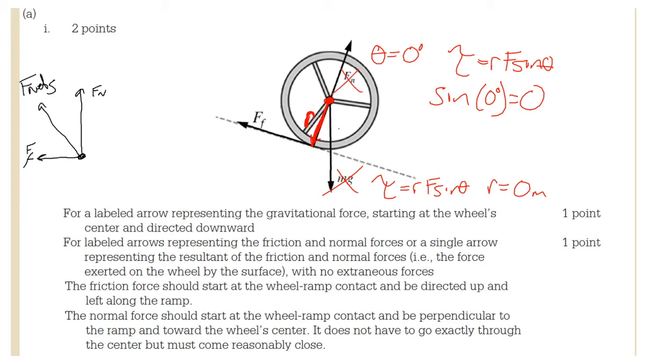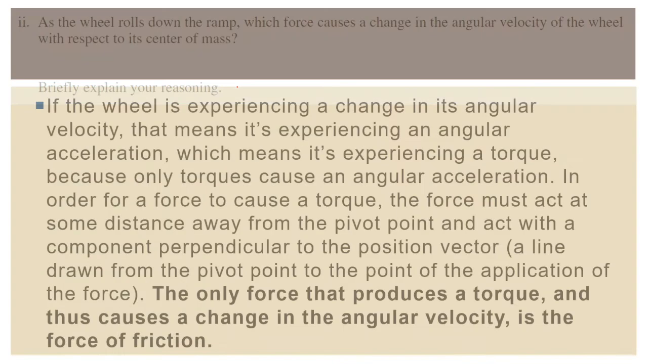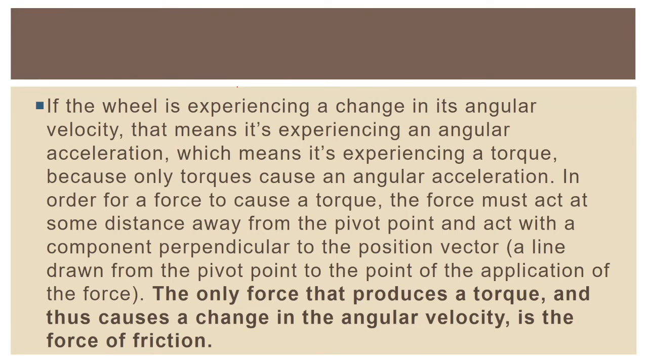And with that in mind, that exact argument for why the normal force does not produce a torque, I hope everybody realizes why the frictional force does exert a torque, because the frictional force is acting some distance away from the pivot point, and it's actually perpendicular to the position vector. And since the sine of 90 degrees is 1, that means the frictional force satisfies all of the criteria for a force producing a torque. So the answer to this part is the frictional force.